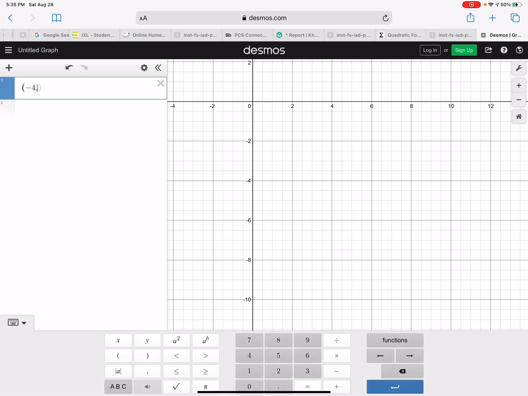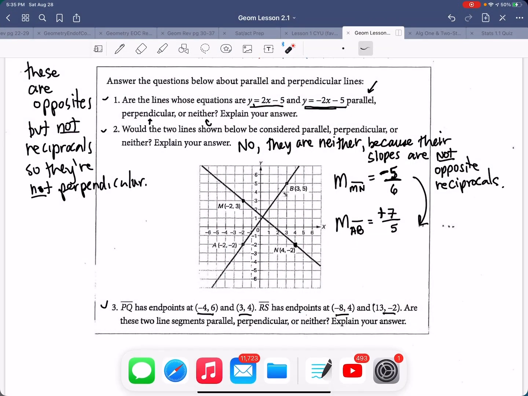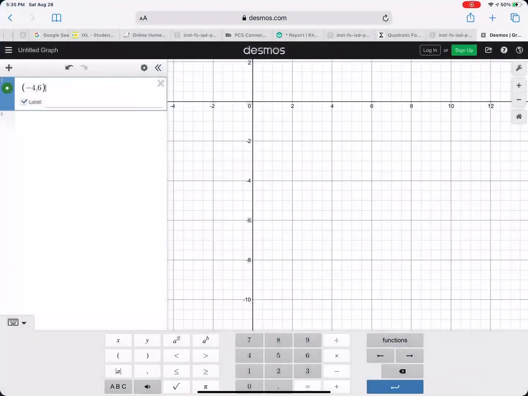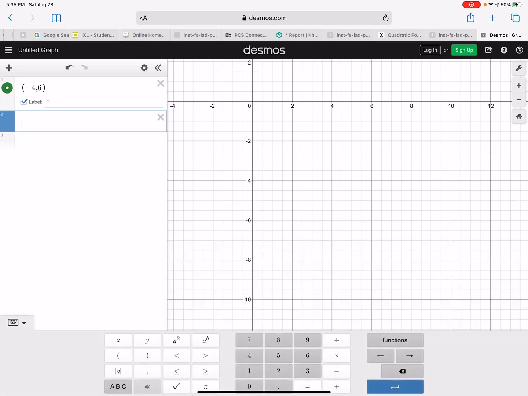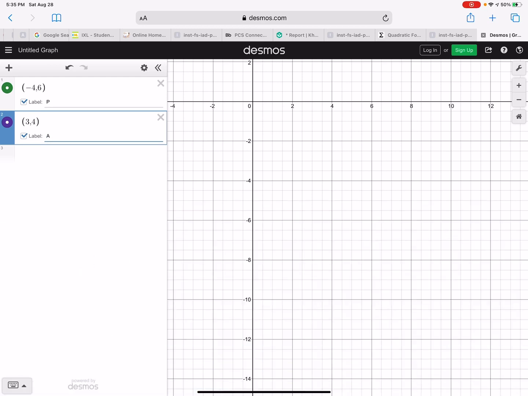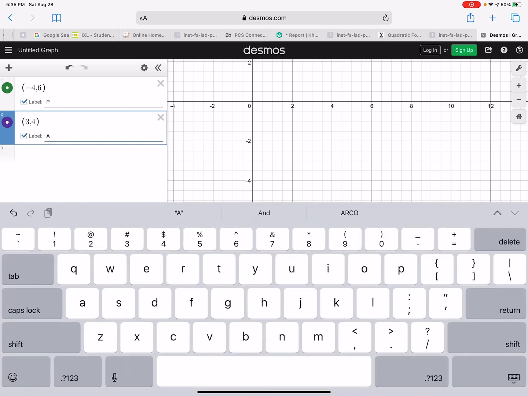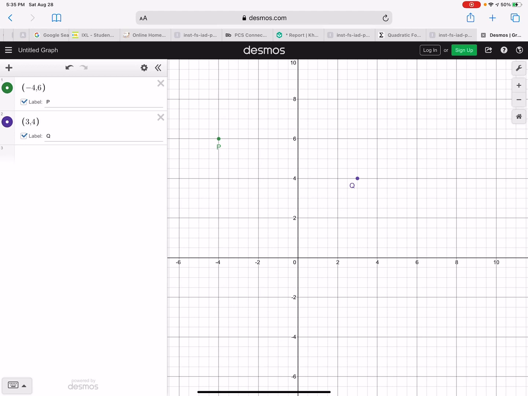Negative 4, 6. What am I supposed to label that? Negative 4, 6 would be P, and 3, 4 is Q. We're going to label Q. It didn't like Q. Okay. So where is this? Okay, here it is.